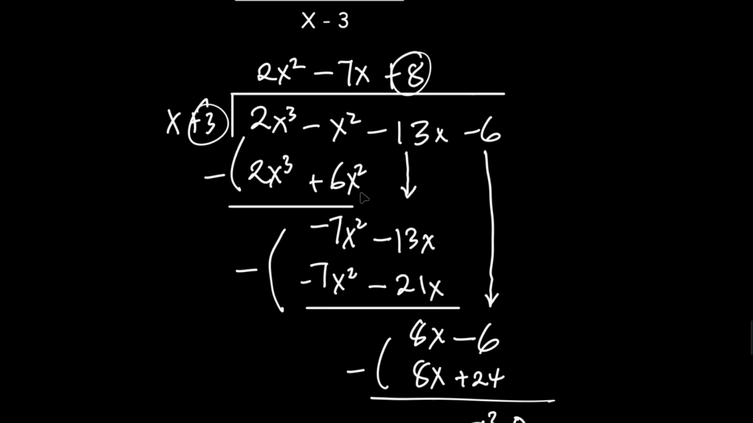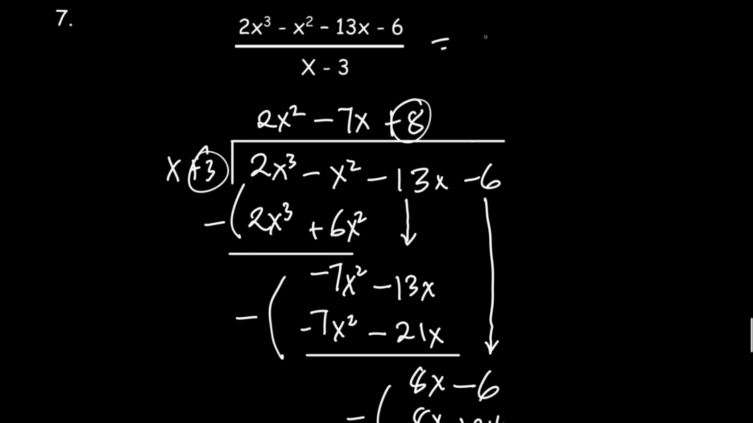So it turns out that this right here is going to give us 2x squared minus 7x plus 8 when we divide this by that. And the remainder is going to be, so let me put r negative 30. That means the remainder is negative 30.